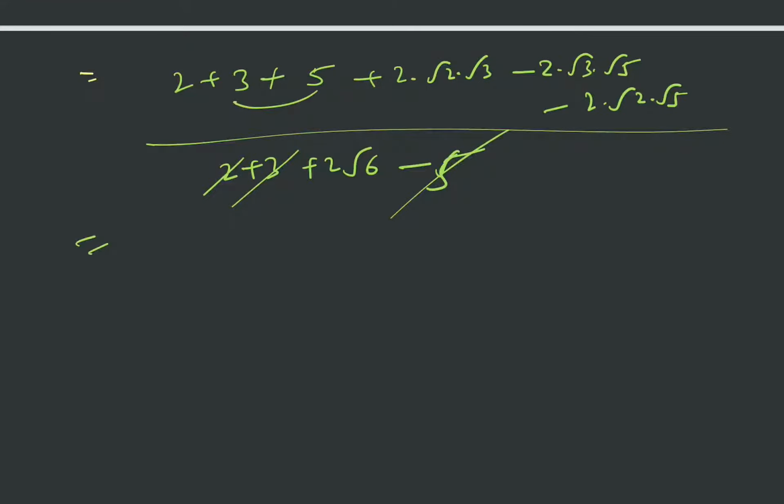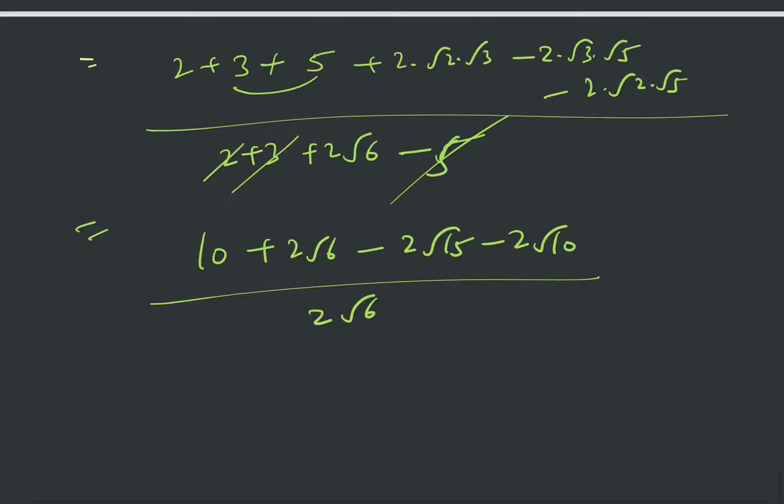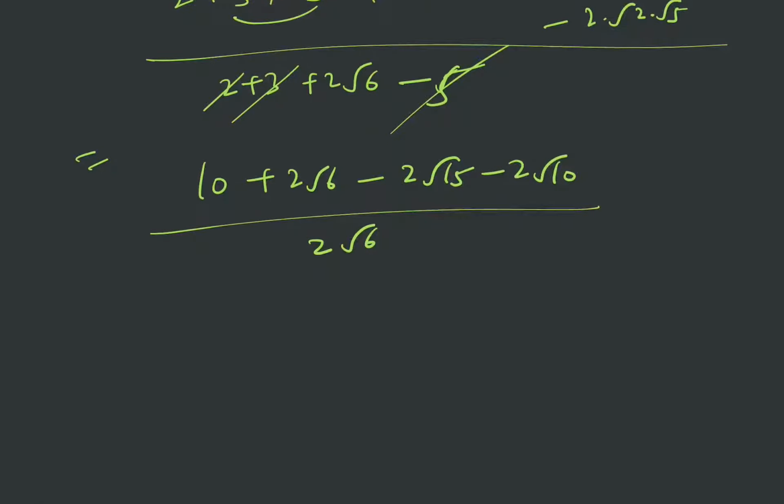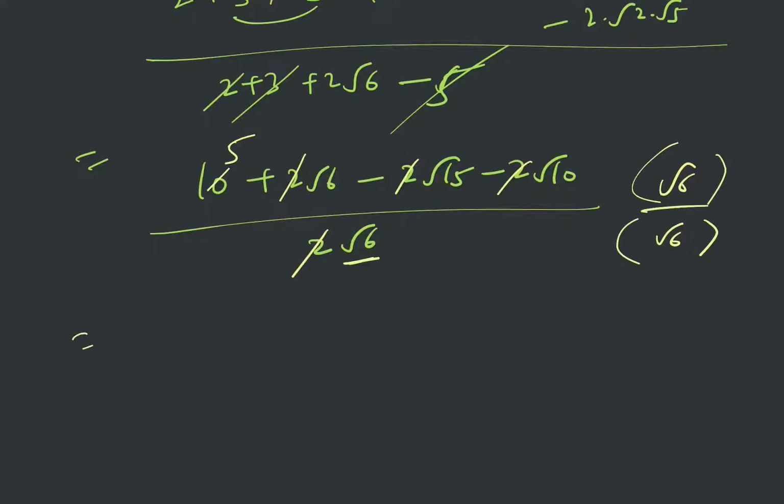So let us simplify. 5 plus 3 is 8, 8 plus 2 is 10, plus 2 root 6 minus 2 root 15 minus 2 root 10, divided by 2 root 6, right? So 2 you can cancel it, right? 2, 2, 2, 2, 2 fives, right? So root 6, how will you rationalize root 6? Just multiply and divide with root 6, you will rationalize root 6.